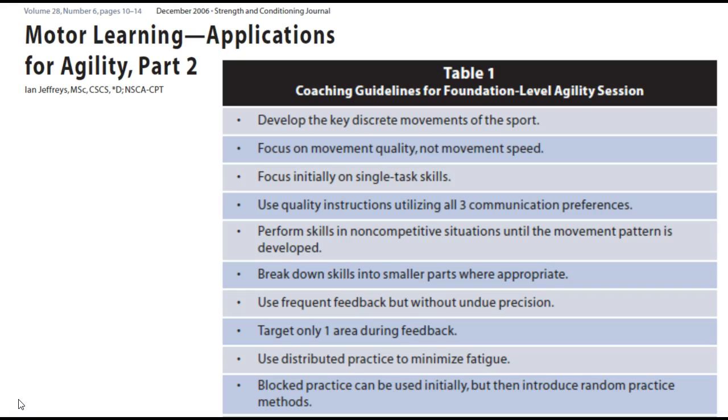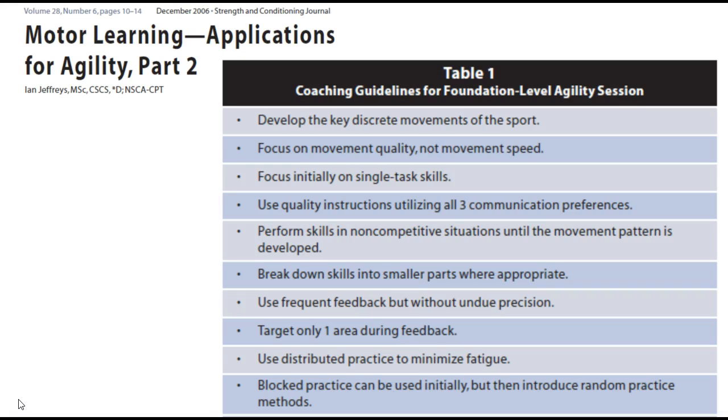So you can see some guidelines here in relation to things like develop key movements of the sport, really focusing on movement quality over any sort of movement speed, asking athletes to perform single task skills instead of multitask, making sure that as a coach you have quality instruction.